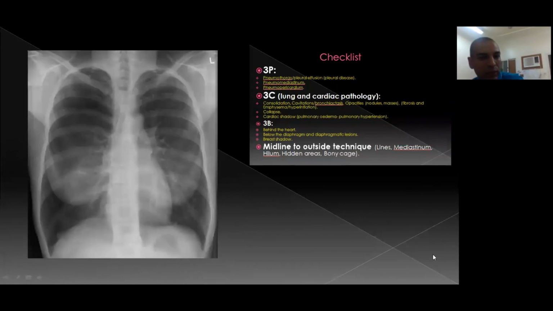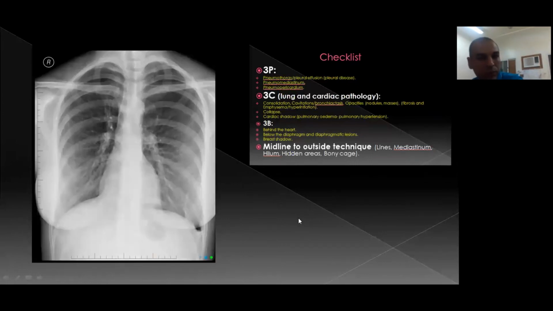Okay, this one also is easy, and we have had examples before. This is a case of right-sided pneumothorax, and this is collapsed lung tissue, and all of this is jet black. We also have a slightly flattened right diaphragmatic copula, which goes with right-sided pneumothorax.